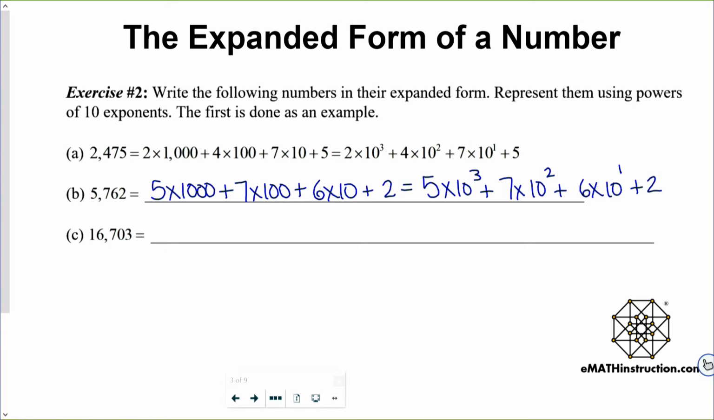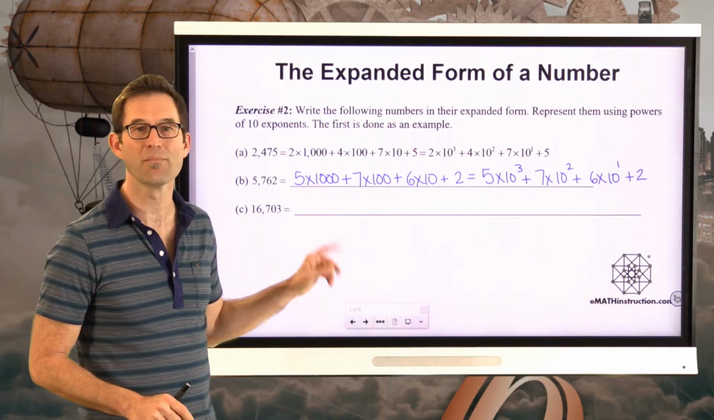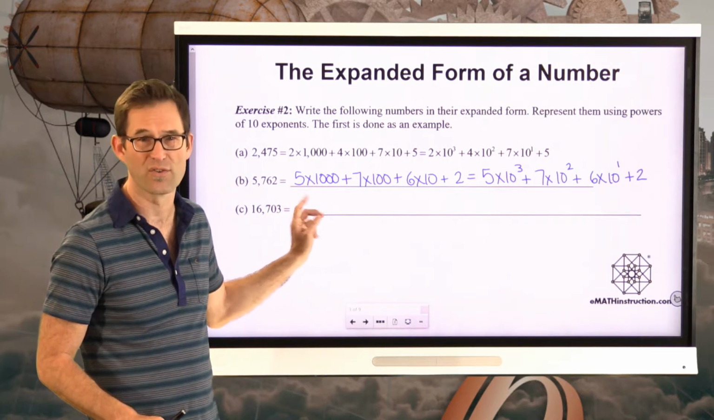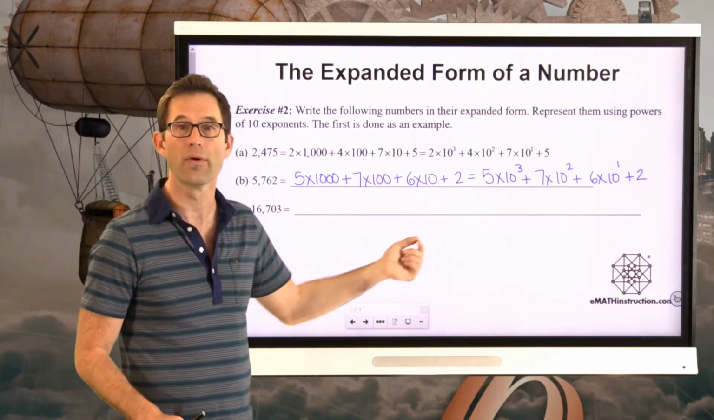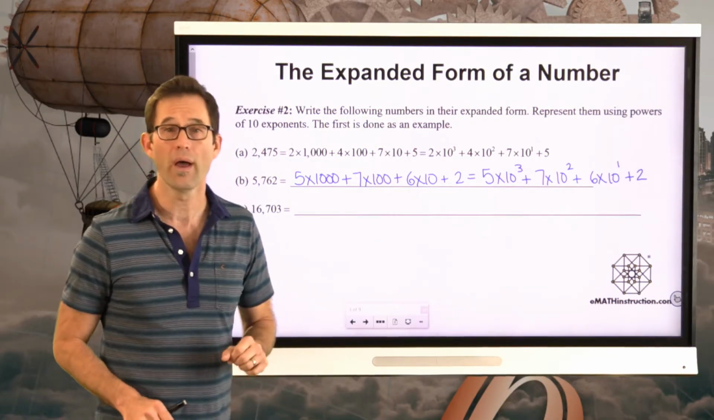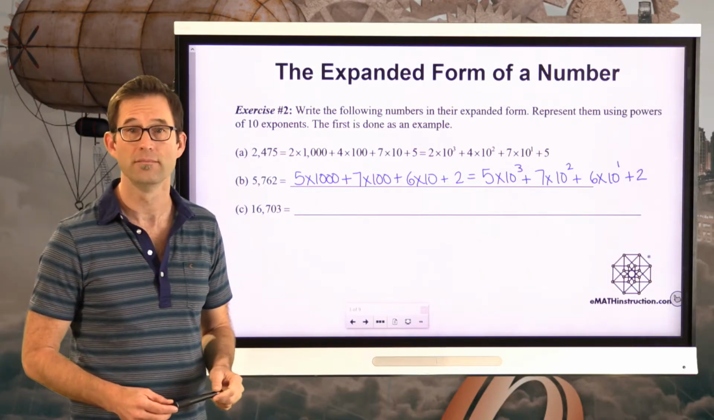And we want to remember this idea that when we have a number like this, it's not simply a 5 sitting beside a 7, sitting beside a 6, sitting beside a 2, right? It's literally 5 1,000s, 7 100s, 6 10s, and then another 2. Why don't you go ahead and do the same thing for 16,703.